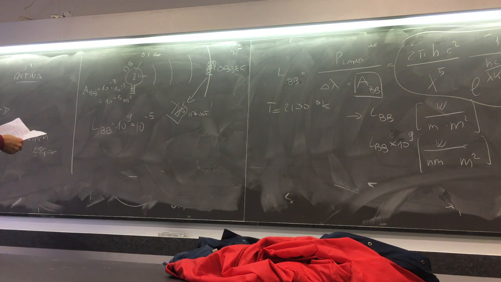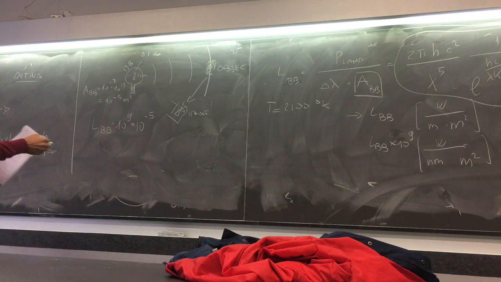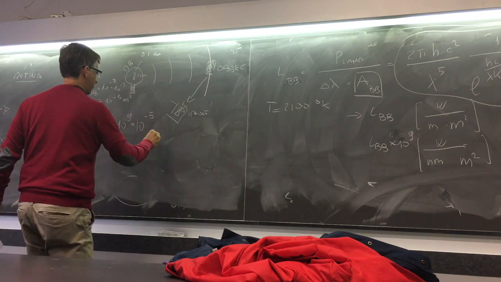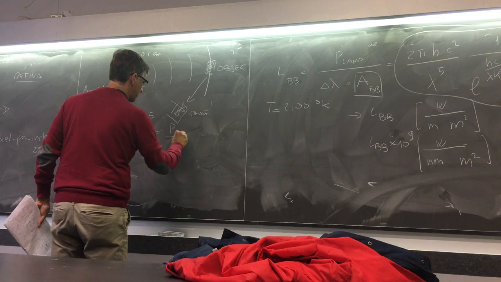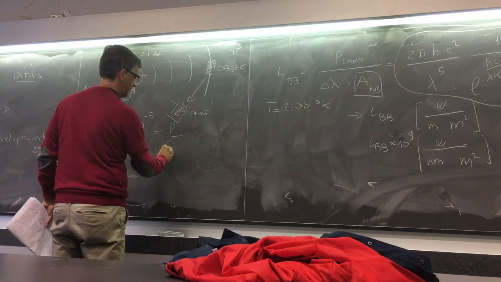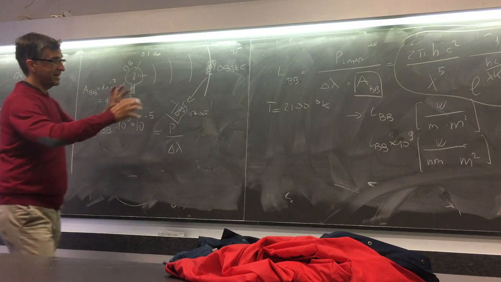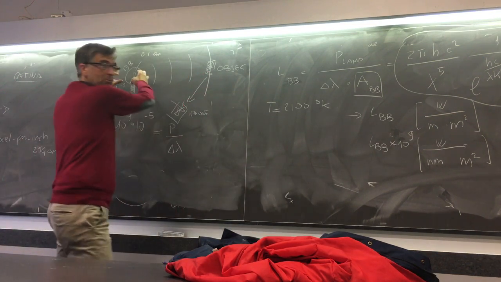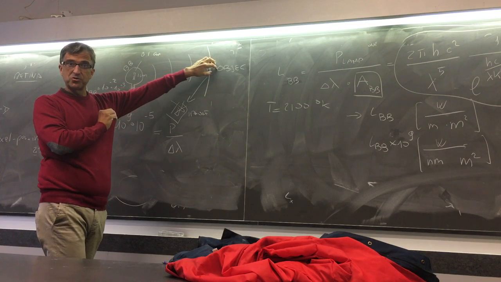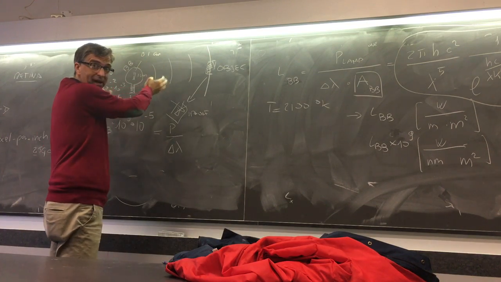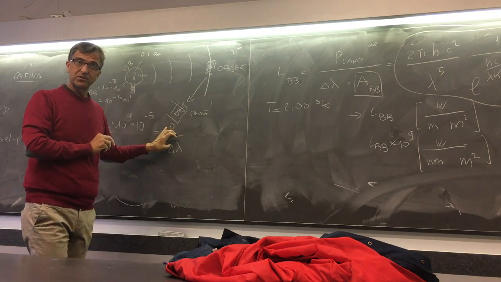I want to be sure that I'm right. I wanted to compute this: power divided by delta lambda. But this is the power divided by delta lambda produced by the bulb. It's not the power that goes here, okay? It's the total power divided by wavelength, okay?